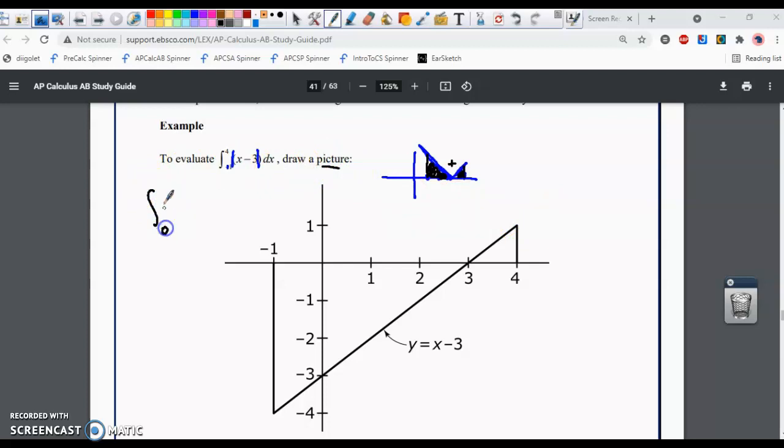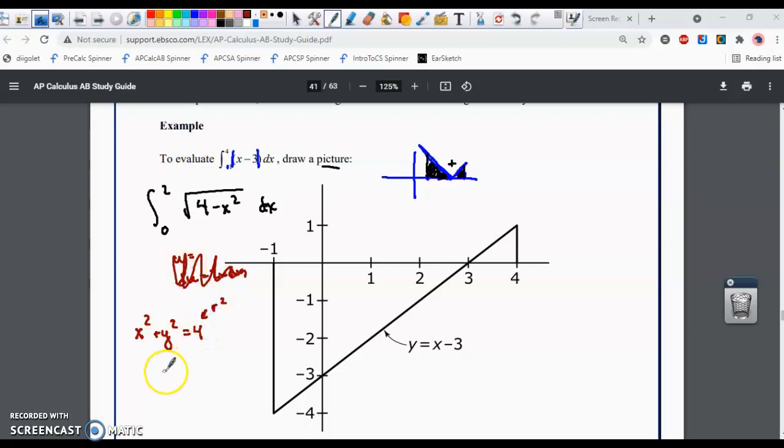If you were going to do something like this, you would definitely need to draw a picture, because if you try to do u substitution here, think about u equaling 4 minus x squared, then du is going to have an x in it, and we don't have an x outside here, so we wouldn't be able to use u substitution. So at that point, you would need to remember that x squared plus y squared equals 4 is a circle centered at the origin with radius 2, right? Because that's your r squared. Therefore, if you solve this for y, you get plus or minus the square root of 4 minus x squared.